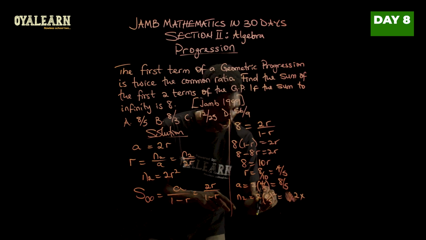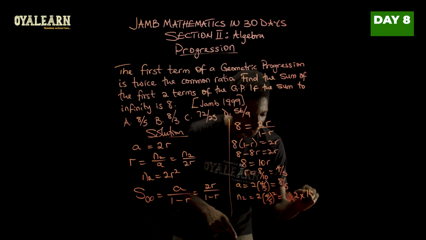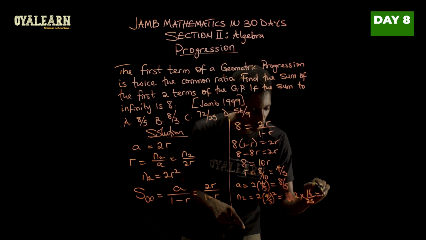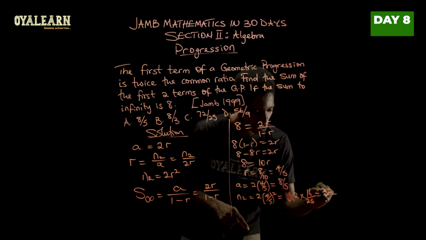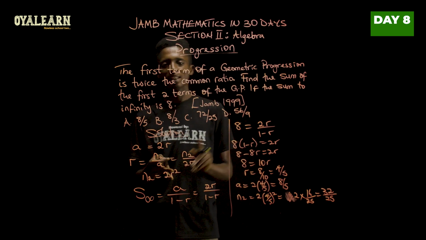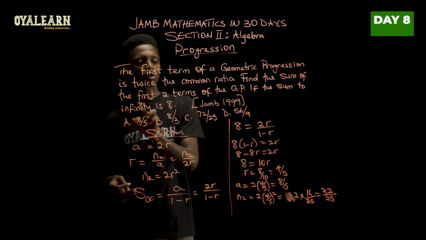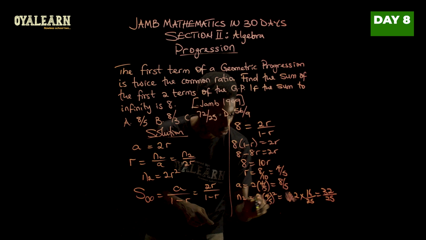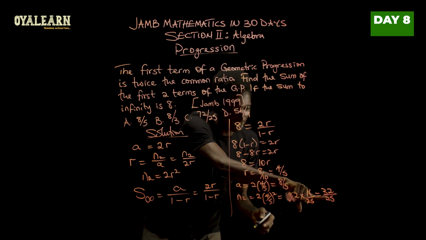This will be 2 multiplied by 4 squared is 16 over 5 squared, that's 25. And this will give us 32 over 25. So now we have the first term and the second term. And we are asked to find the sum of the first two terms. So what we are asked to find is the sum of A1 and A2.